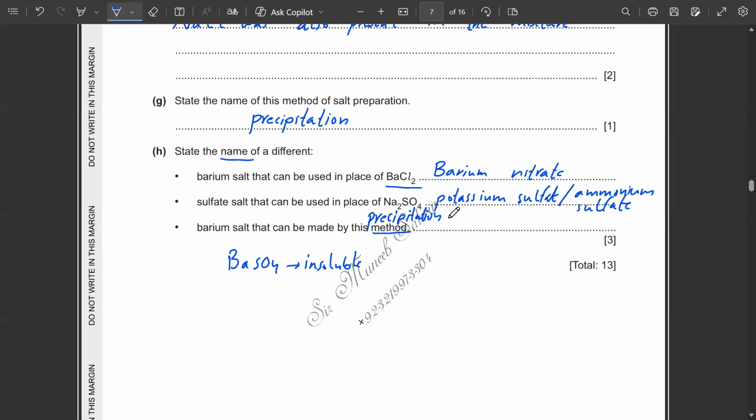So one such salt could be barium carbonate, because barium carbonate is also insoluble. It is insoluble, just like BaSO4, and we remember the rules of solubility of salts from the literature. So we write the name here, barium carbonate. Barium carbonate is formed.